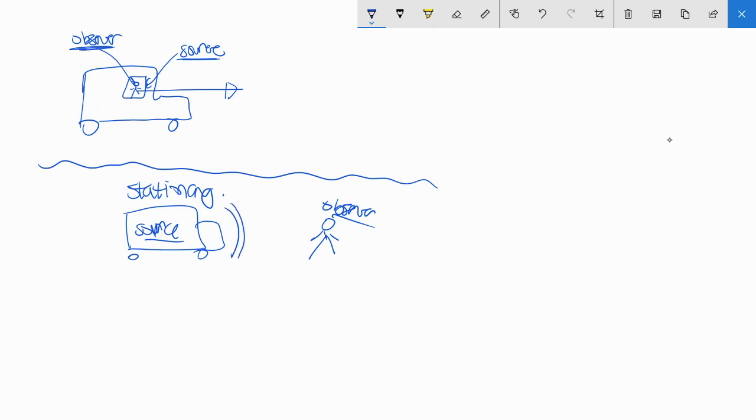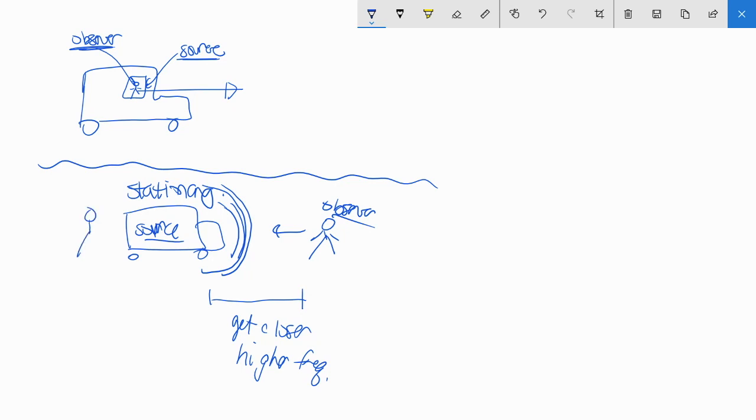As I walk towards it, what I see is I see these waves get bunched up closer together, okay? So whenever two objects get closer together, what we're going to hear is a higher frequency, okay? But now let's say I pass it. Whenever two objects get farther apart, what the observer will hear is a lower frequency.